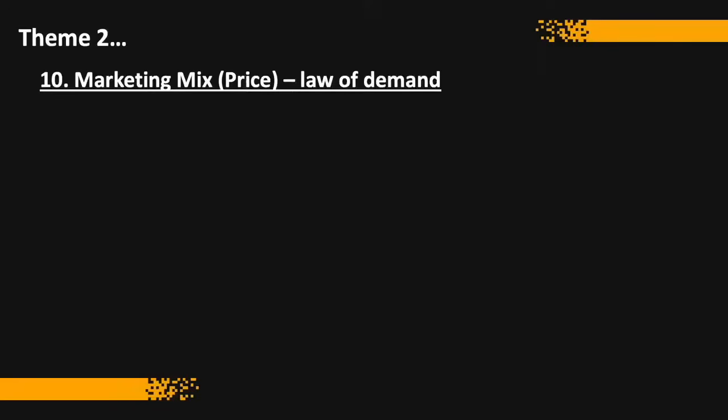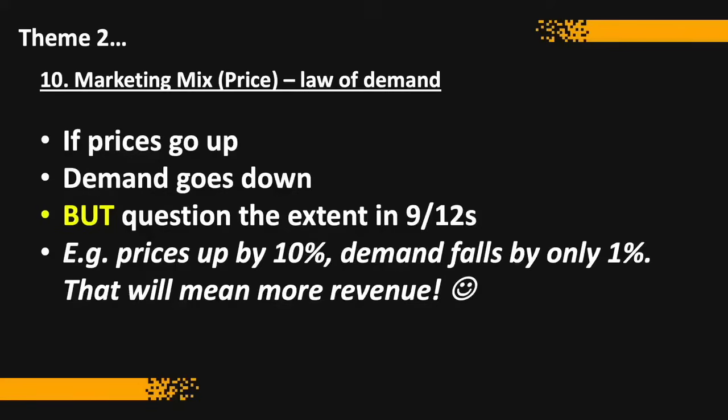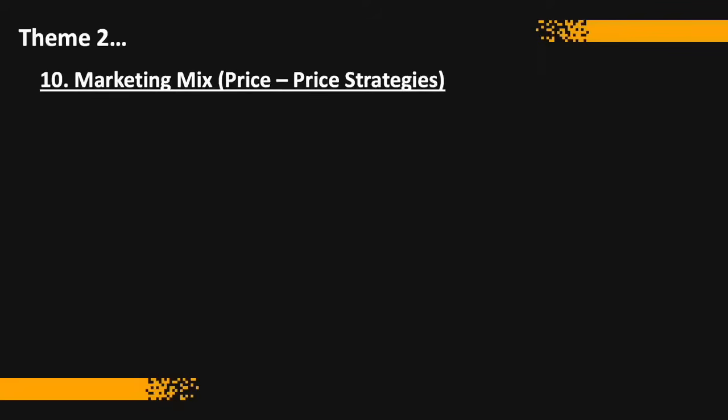Next thing in terms of the P's is price. Let's just go from basics, 101 stuff, the law of demand. So if prices go up, demand goes down. But in longers, you need to think about the extent. For example, if prices are going up by 10%, yeah, demand falls. But what if it only falls by 1%? That will mean more revenue overall, hence the happy face. So the extent of changes in demand compared to what you've done in prices is a super evaluation point to score big.